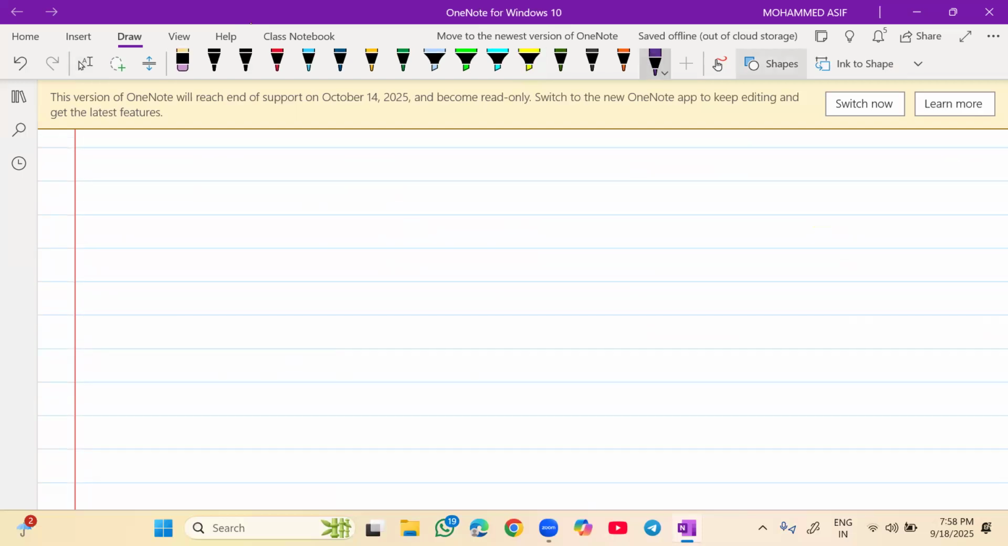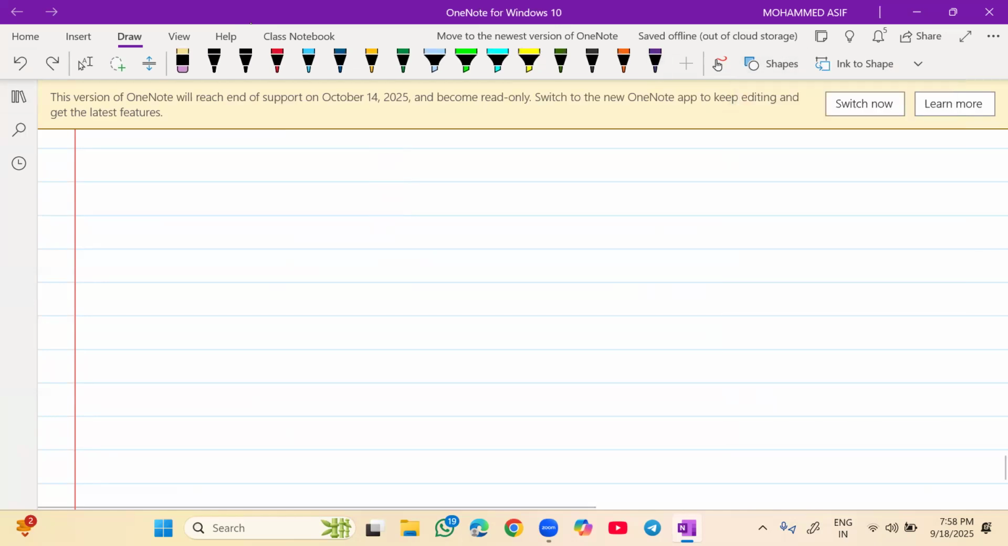So if I redraw this diagram, it will help you to understand. That is better.